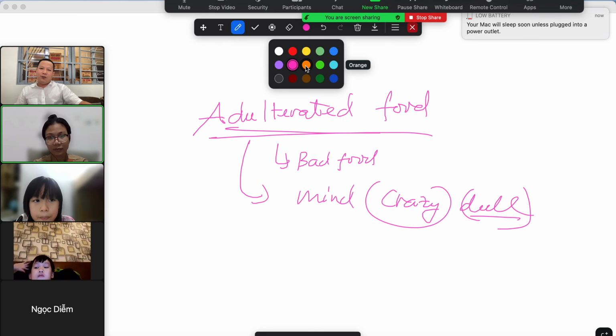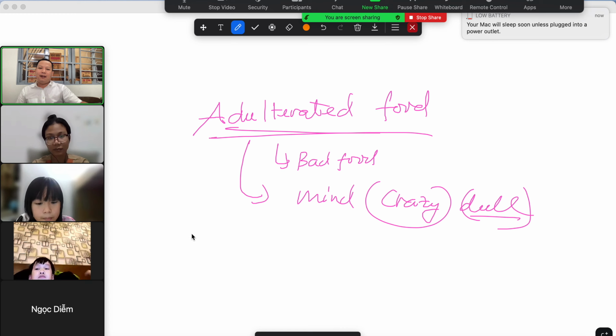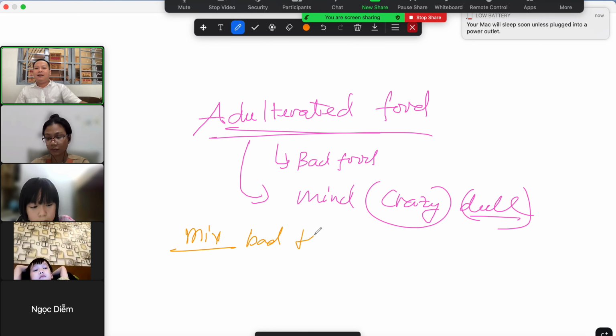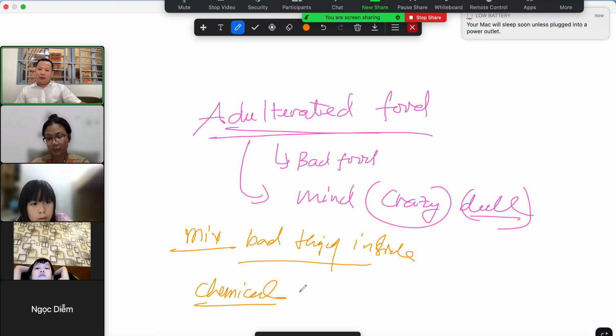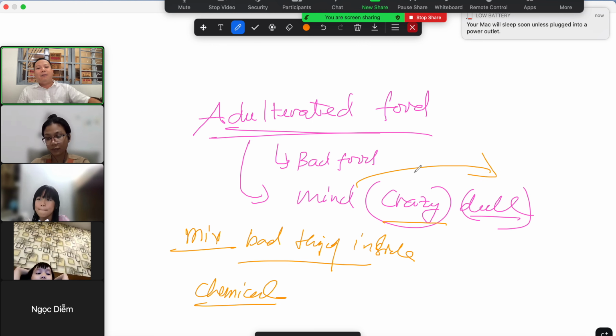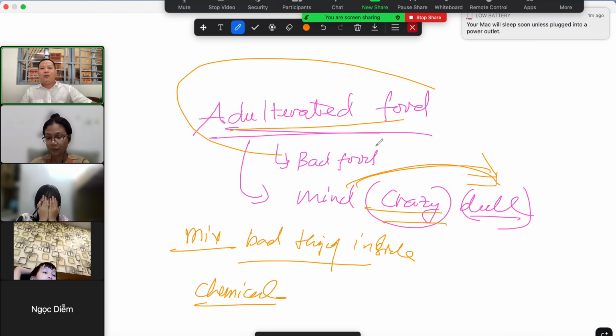Adulterated food is the food that they mix bad things inside. They put chemical inside the food, and then now you eat that food, and then your mind becomes crazy. The kids' minds become crazy. Their mind becomes dumb. Clear? And that's what we call adulterated foods.